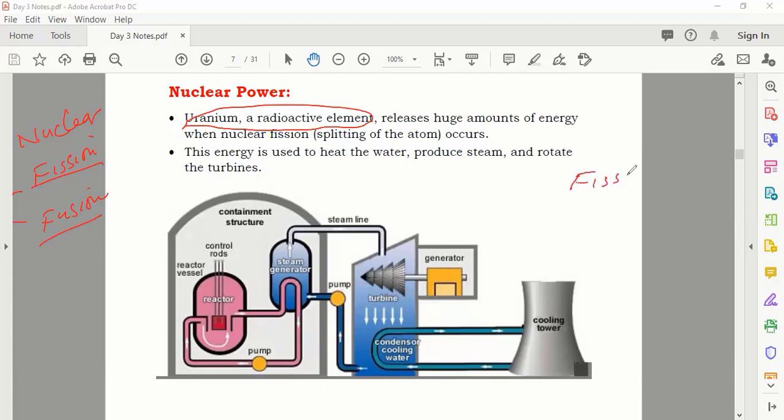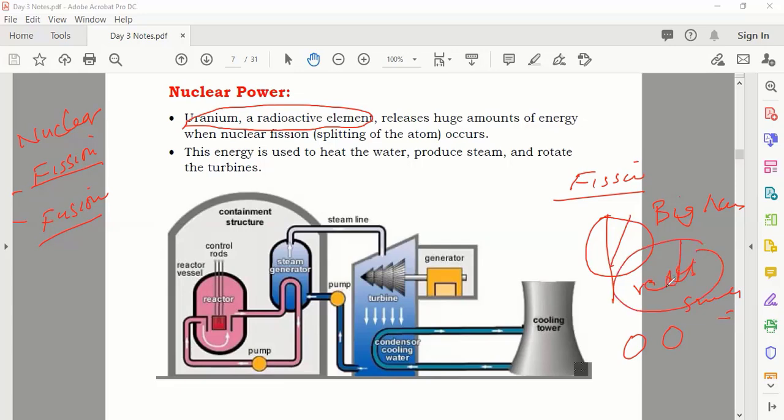Fission means a big nucleus will break down into smaller nuclei. It can be two or more than two. It is a big nucleus, it will break down into smaller ones. At that time, when it breaks down, it releases a lot of energy, and that energy is used to heat things or other sources.